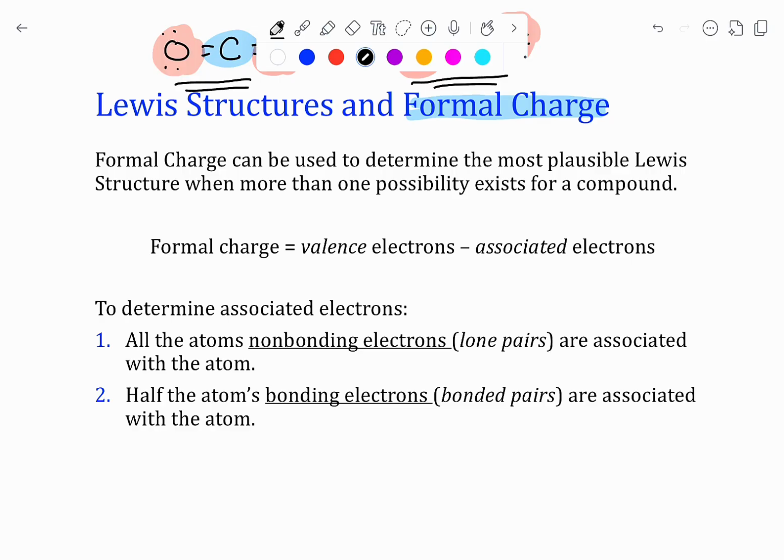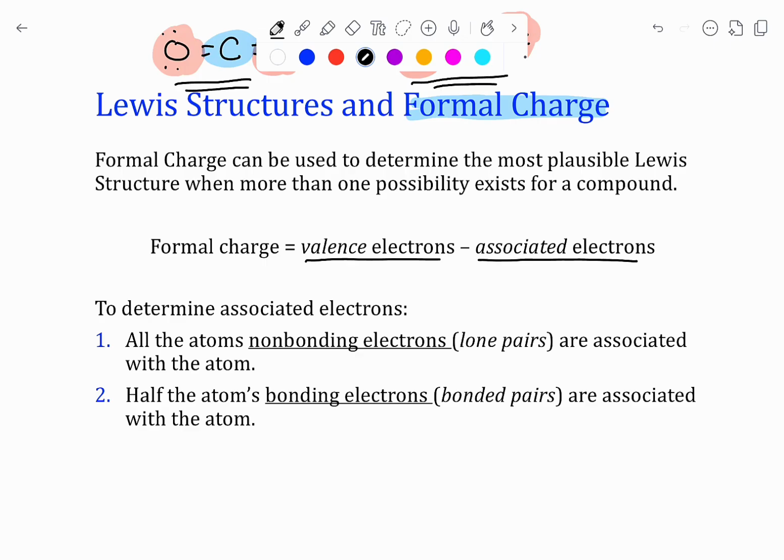So formal charge is something we can calculate, and I know we said we're not going to do too many calculations in Chapter 6. Again, this is just some addition and subtraction like we've been doing. Don't worry, it's nothing too crazy. But our formal charge is calculated by doing the number of valence electrons minus the number of associated electrons.